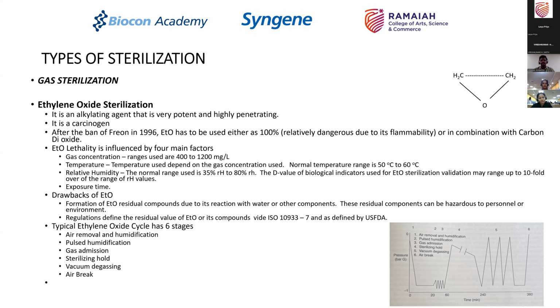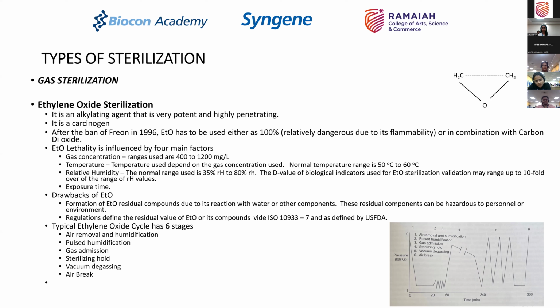Gas concentration, generally used in the range of 400 to 1200 milligrams per liter. When we say liter here, it would be the volume of air in which it is pumped in. So you would have to have a concentration of anywhere between 400 to 1200 milligrams per liter. Temperature is very, very important because the temperature in which the gas is pumped in has to be maintained between 50 to 60 degrees centigrade. So if you look at the biological indicator, we had looked at a temperature of 54 degrees centigrade.